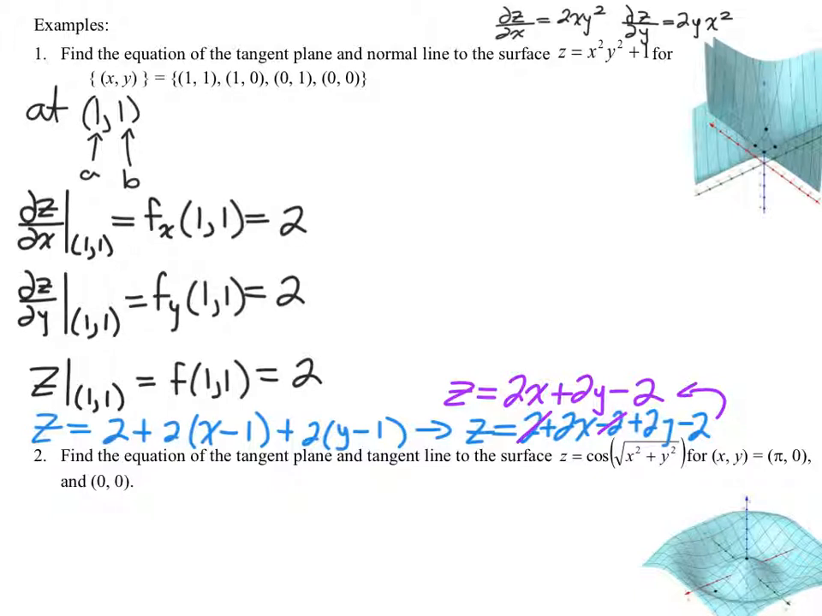And really, it just depends on how you want to write it. If you want it in z equals form, or if you want it the way we learned about it in the last unit, which is x, y, z equals whatever the d is. So in this case, you might say 2x plus 2y minus z equals 2. That would have been perfectly fine also.